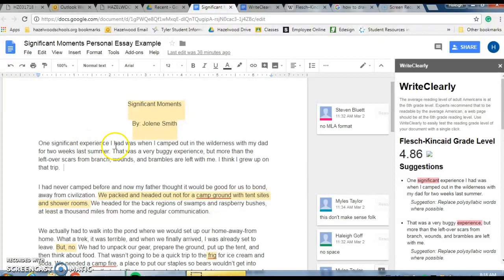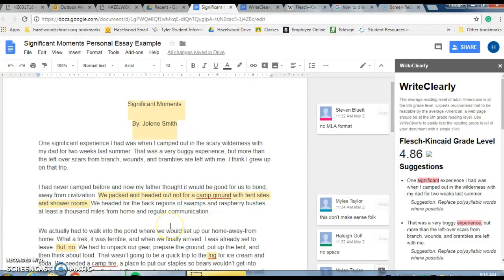One significant experience I had was when I camped out in the wilderness with my dad for 2 weeks last summer. What kind of wilderness was it? Was it a scary wilderness? Let's put that. In a scary wilderness with my dad for 2 weeks last summer. I want to add 2 adjectives. This was a very buggy experience, but more than the leftover scars from branch wounds and brambles are left with me.